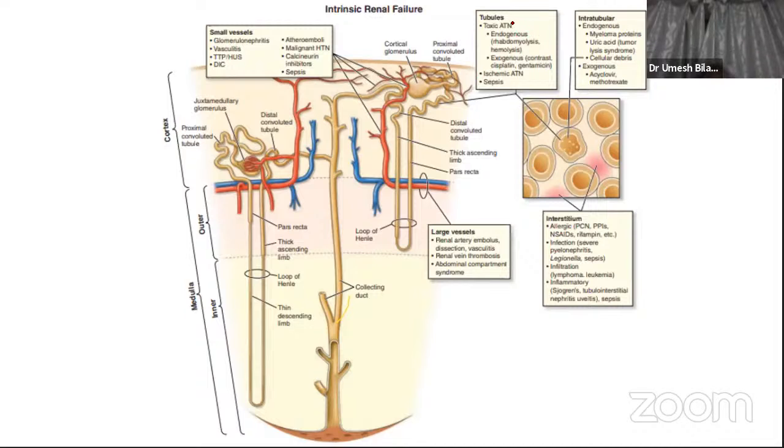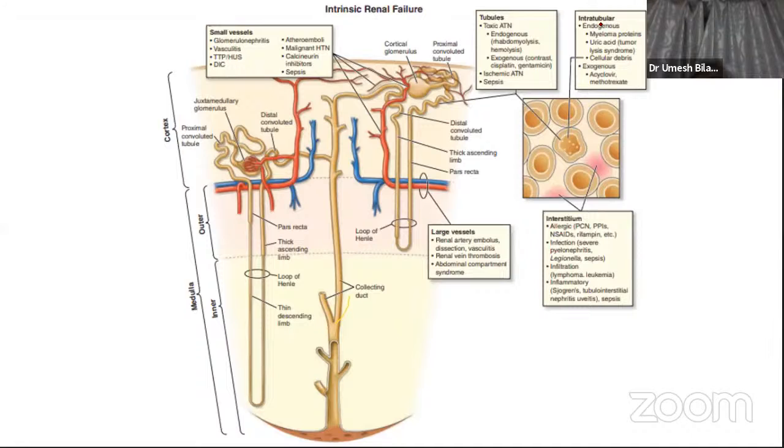They develop toxic ATN. Even in sepsis they can develop endogenous rhabdomyolysis. They'll plug the tubules, and thus they can develop intrinsic renal failure. And contrast nephropathy also can produce intrinsic renal failure. And sepsis, I told you already, will develop DIC, and also directly it can cause damage to the nephron.